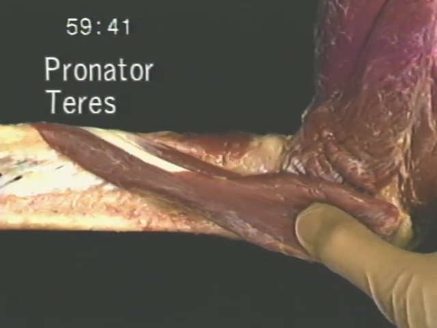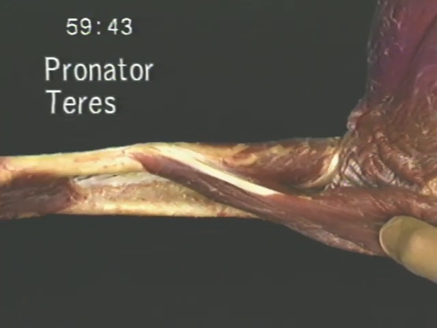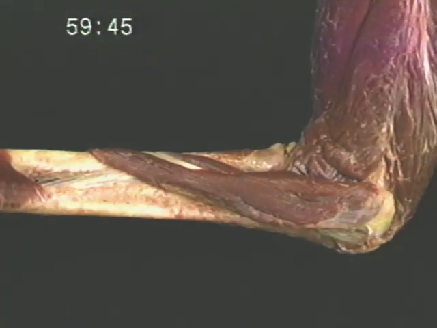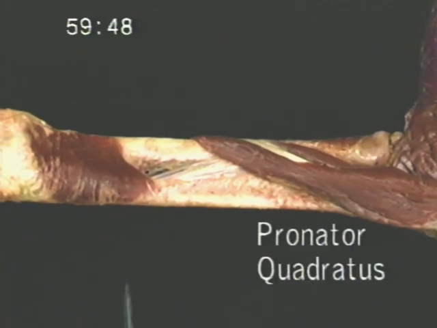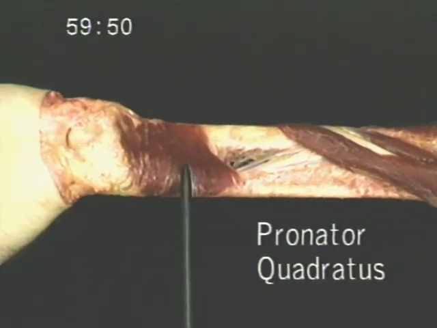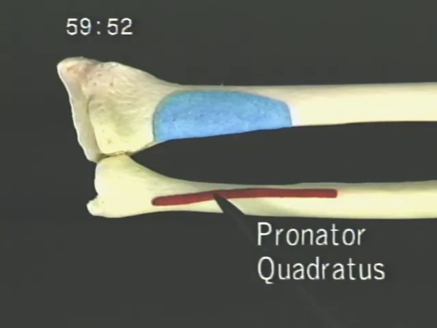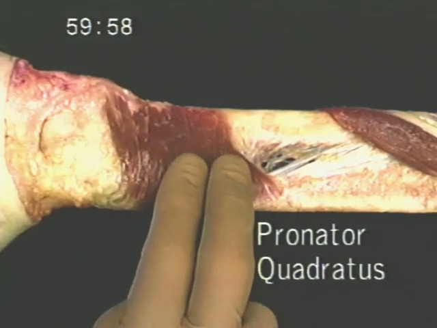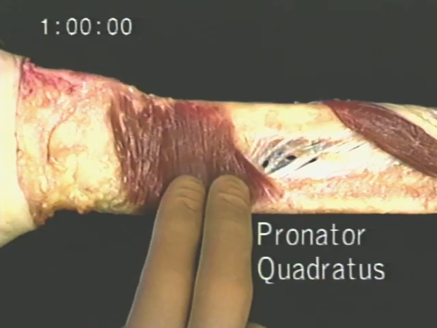pronation. The second pronator muscle is pronator quadratus, which arises from the anteromedial aspect of the ulna and inserts here on the anterior surface of the radius. Here's the action of pronator quadratus.